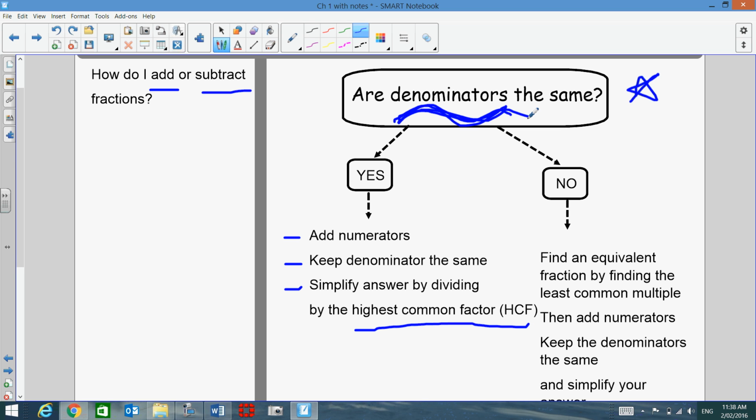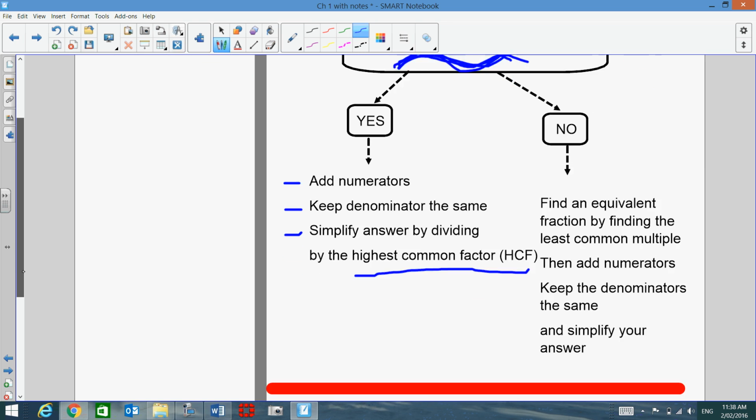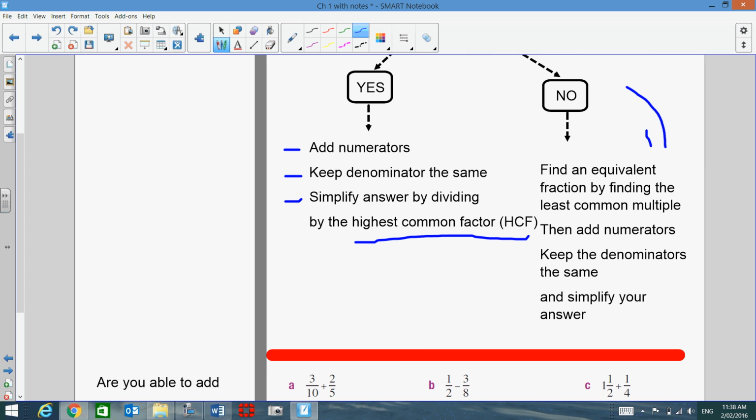If you ask yourself, are the denominators the same? And you say, no, they are not. Now we have another set of directions, where we want to make sure we find an equivalent fraction to make the denominators the same. So we have to find the least common multiple in order to make our denominators the same. Once they are the same, then you can go ahead and follow all the steps that you just followed in the other column. You add your numerators, you keep your denominators the same, and then you have to simplify your answer. All right?